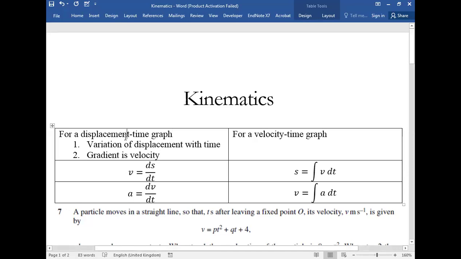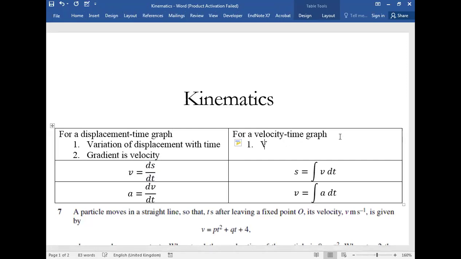In this case, the quantity on the y-axis is displacement, the quantity on the x-axis is time. So the derivative of displacement with respect to time gives us the velocity. Now for a velocity time graph, what does it tell us?